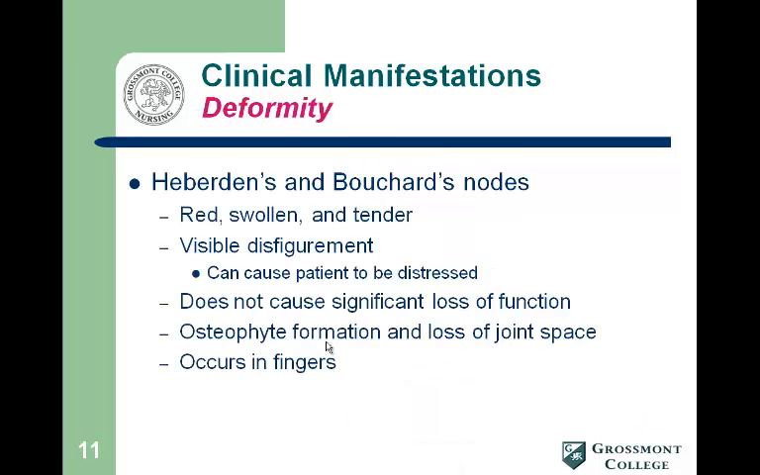So Heberden's and Bouchard's nodes, those are the bulges that you'll see when we have the picture of the joint there, the little outcroppings of the bone, and it can lead to a visible disfigurement. And that can cause the patient to be distressed. They can have an image problem. It doesn't really cause much loss of function, but it does kind of take up some of the joint space, and this occurs especially in fingers and the smaller joints.